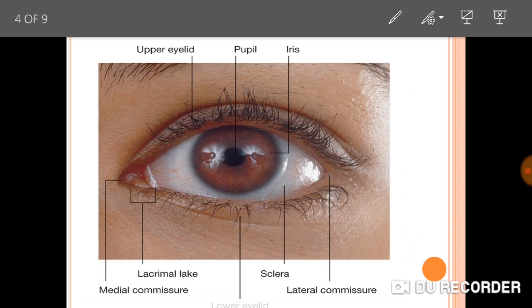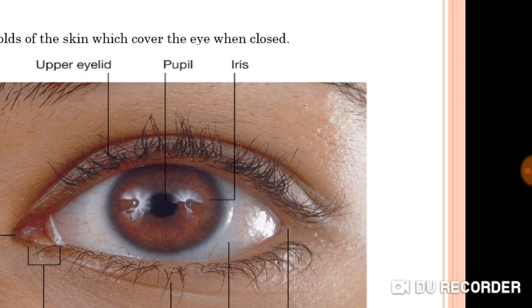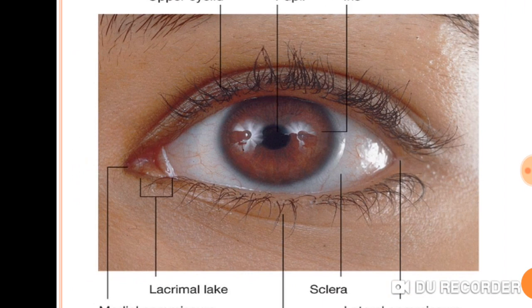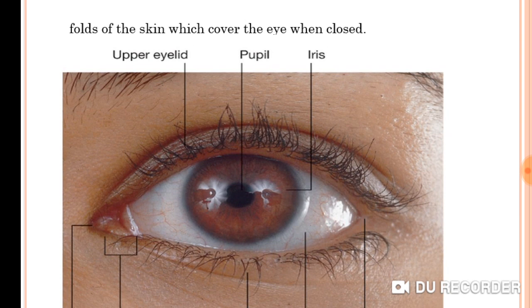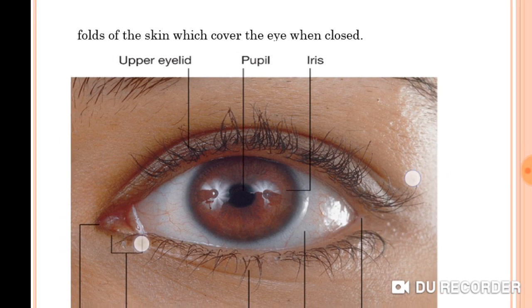Now the upper eyelid covers the upper part of the cornea, just a little bit of it, where this blackish portion in the eye is your cornea, whereas the lower eyelid just falls short of covering it. You can see here that it doesn't cover it, it lags behind, whereas the upper eyelid covers a small portion of the cornea.